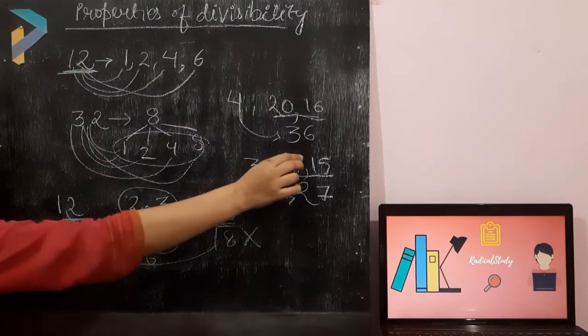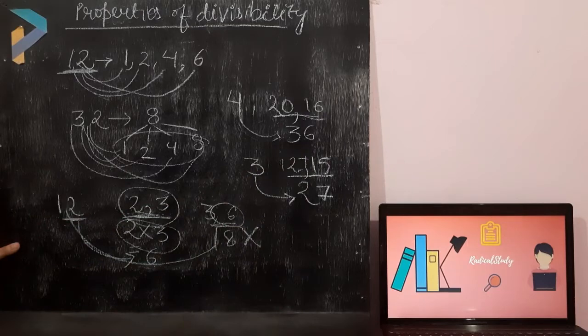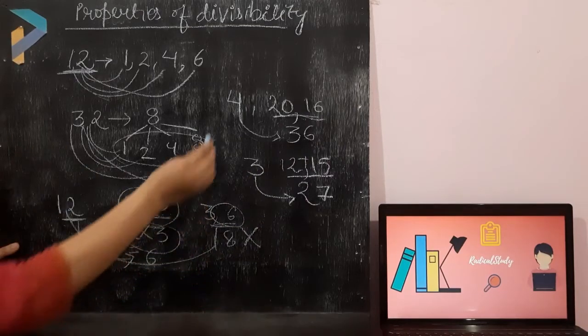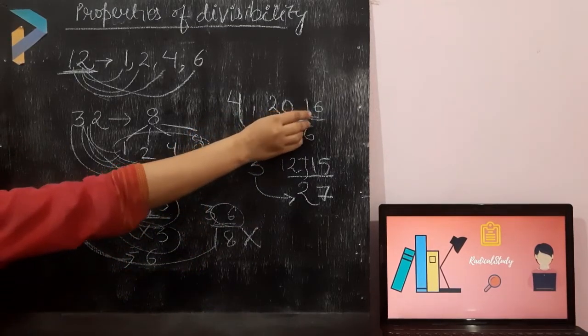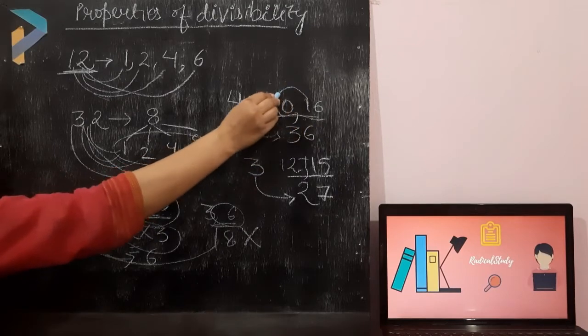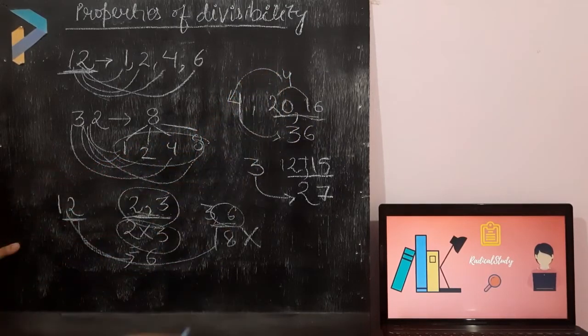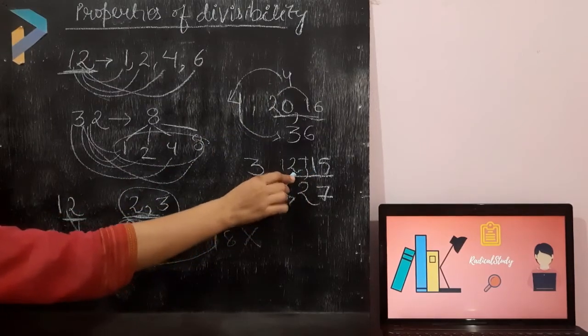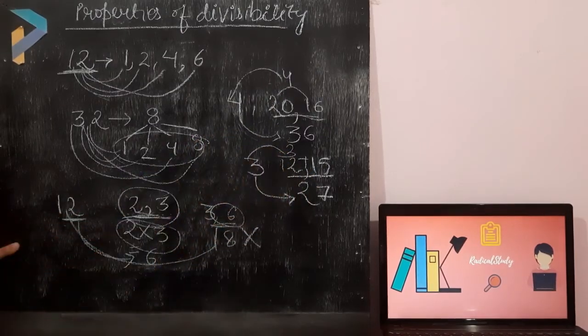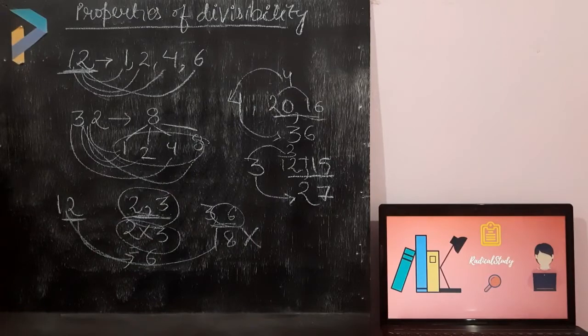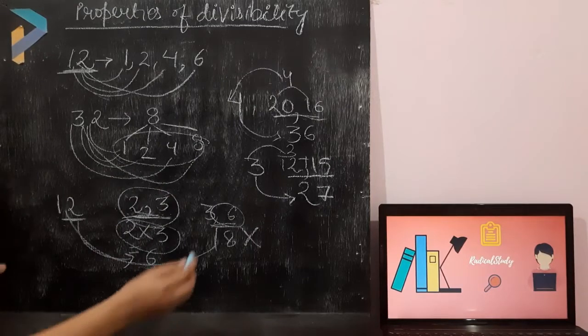Sum means we added, difference means what we have to do, we have to subtract. If 4 is a factor of 20 and 16 also, then when we take the difference, what will the difference be? 4. So 4 is a factor of 4. In the same way 15 minus 12 is 3 and 3 is a factor of 3. To explain you further, I am taking one more example.